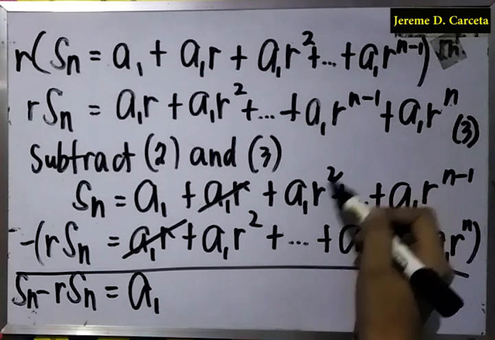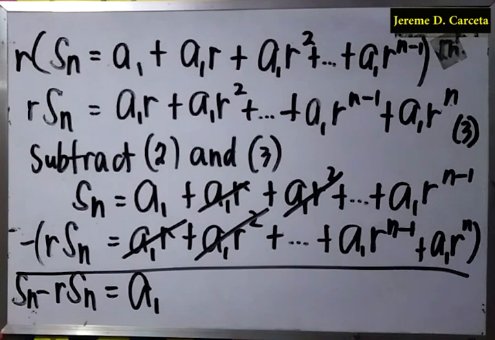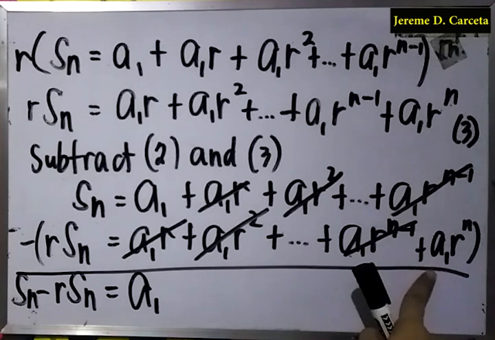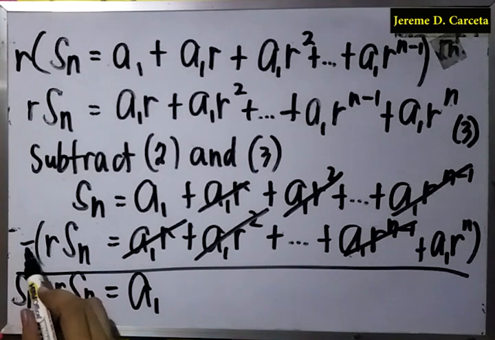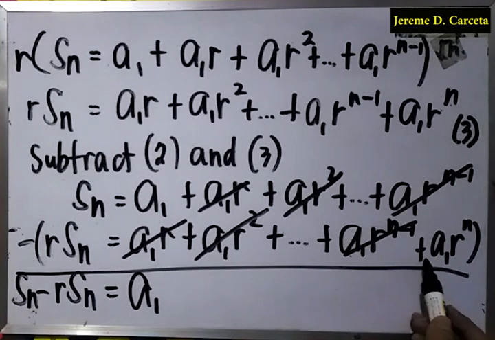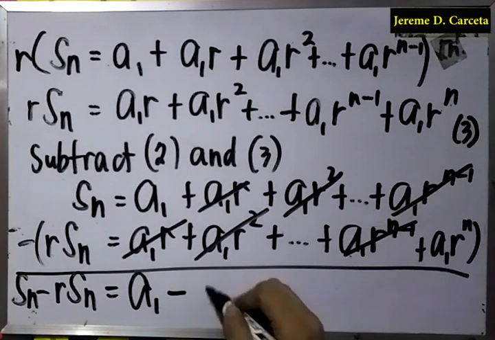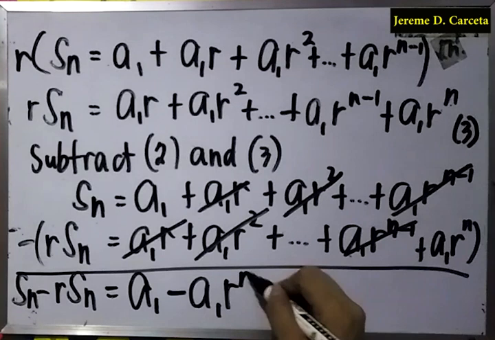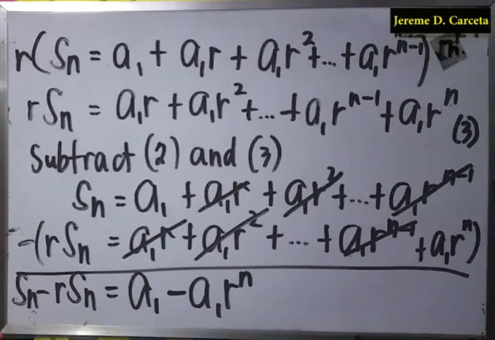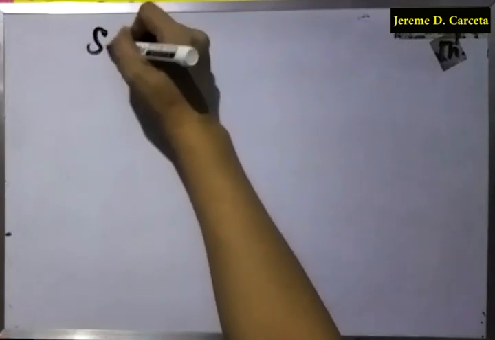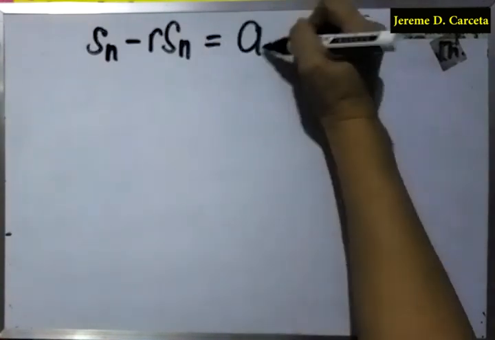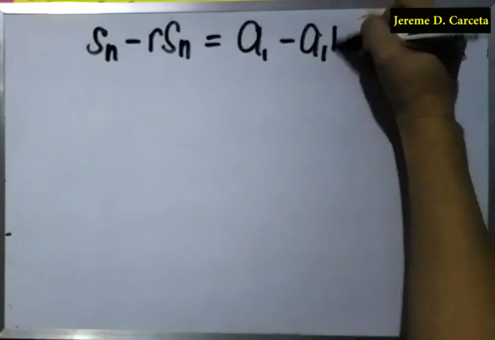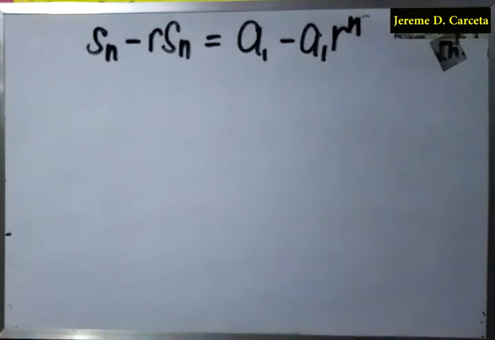The same with a sub 1 r squared and a sub 1 times r raised to n minus 1. So the remaining part would be a sub 1 times r raised to n. But remember, we change the sign. So instead of using plus here, we use minus a sub 1 times r raised to n. So to continue that, we have s sub n minus r times s sub n is equal to a sub 1 minus a sub 1 times r raised to n.